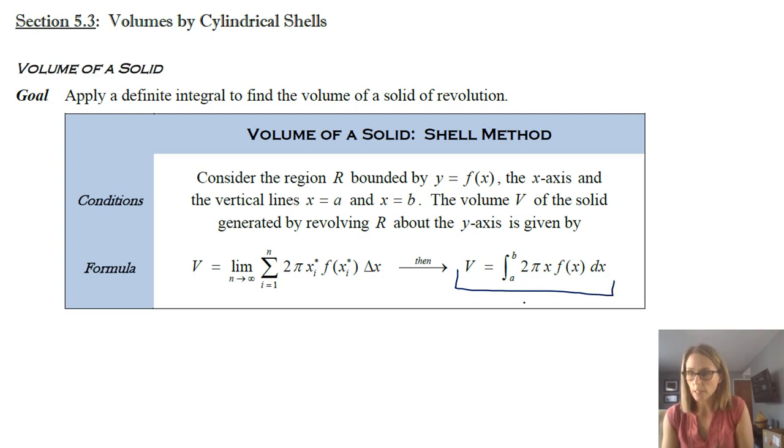So the key thing to see with this is that you see the 2 pi x here, times f of x times dx. And when I show you the picture, you'll hopefully get a better idea of those different pieces and what they represent.